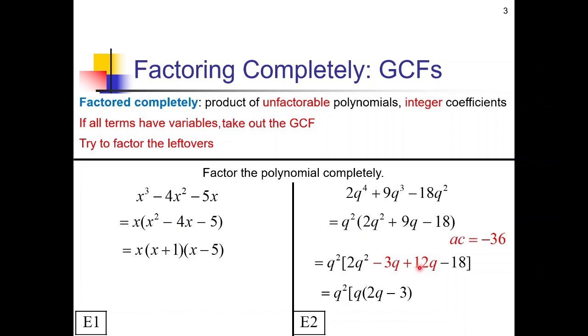I think I can do better, though. I can do 6. So 6 comes out of that, and then that's 2q minus 3 there. So I've got the q squared. I've got this 2q minus 3 duplicate parentheses that comes out of everything. And I also have this q plus 6.